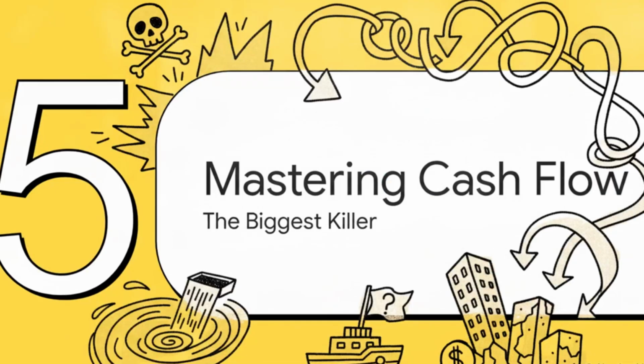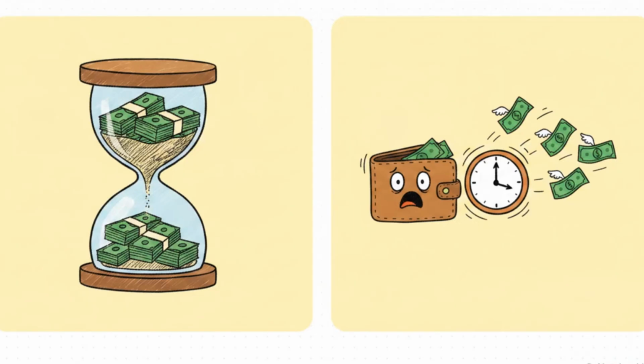All right, step 4, mastering cash flow, the biggest business killer. Now we're entering dangerous territory, because a business can actually be highly profitable on paper and still go completely bankrupt. Why does that happen? Cash flow. Imagine your coffee shop just landed a massive corporate catering deal. You're selling pastries and coffee for a week-long conference, and it's worth $100,000. That sounds amazing, right? It's incredibly profitable.